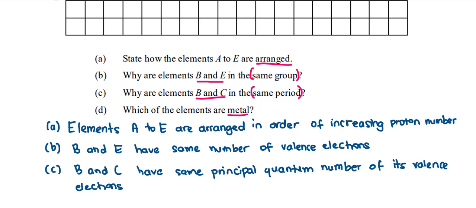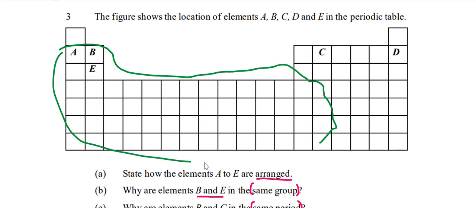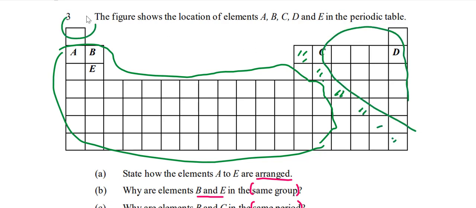Okay, last but not least, dia tanya which of the elements are metal. Yang mana satu metal? So, kita tengok kedudukan. So, we know that this one, okay, dekat sini kan. Kat sini, dia punya position ni adalah metal. Okay, sini metal. Yang ini kita ada metalloid. Okay, and then yang lain ni adalah non-metal. So A, B and E are metals.